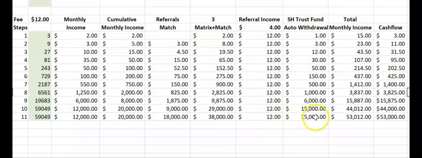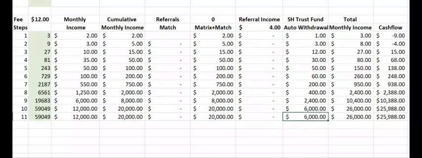But you're also at the level now where you are having auto withdrawals from your shareholder trust fund of $15,000. If you haven't referred anybody, the maximum you can earn from those automated withdrawals is $6,000. So you would get $6,000. You'd still be earning $20,000 from the matrix, but you've not referred anybody. You can only withdraw $5,000. Your actual income would be $11,000. It's still pretty good, isn't it?